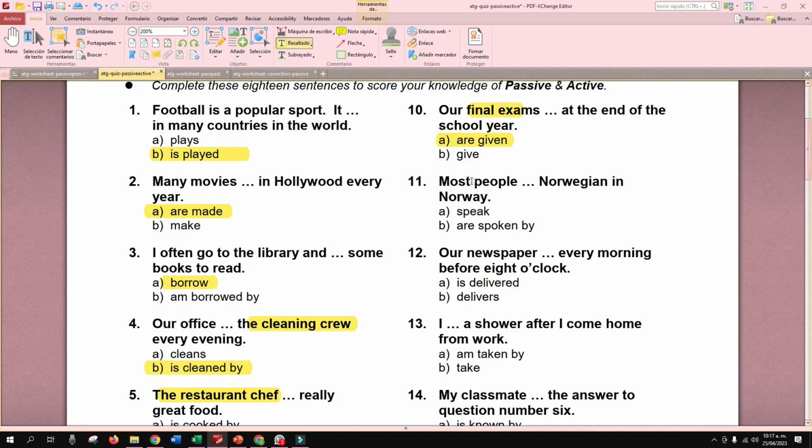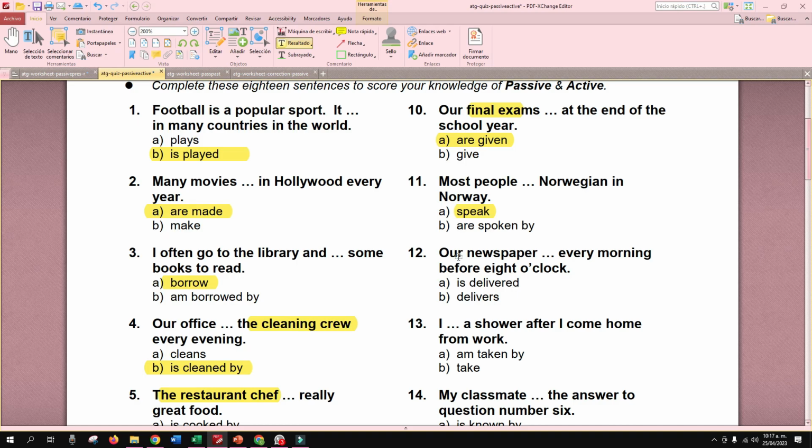11. Most people in Norway speak Norwegian, that's good. Speak or are spoken by? Speak, right? That's an active voice sentence. It's good.